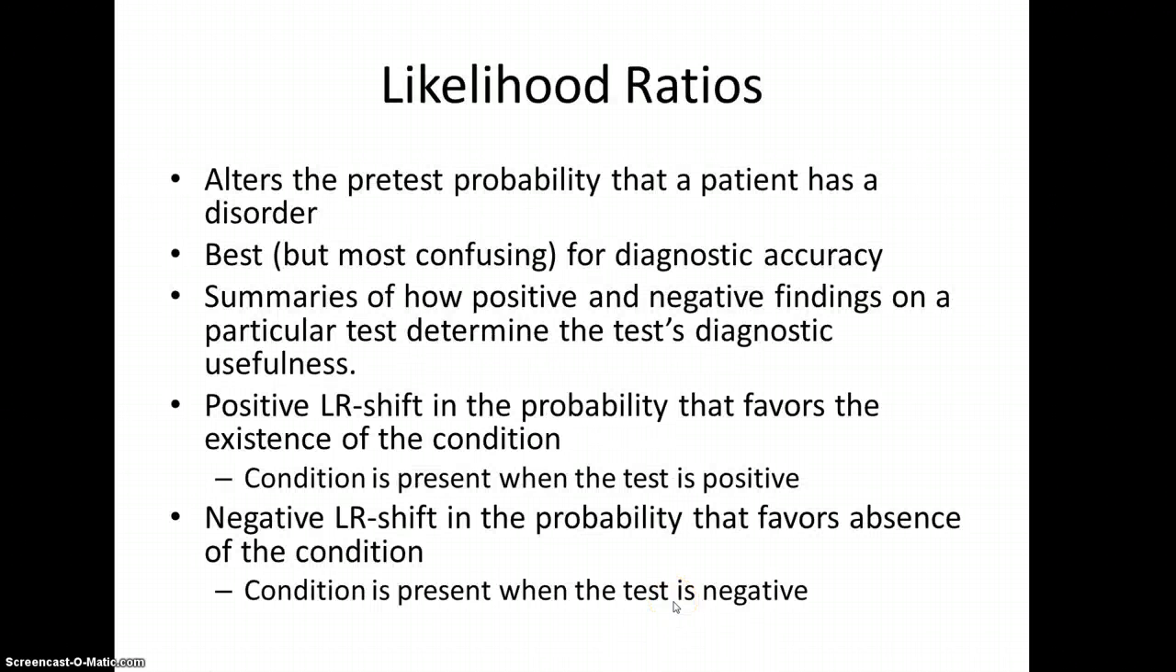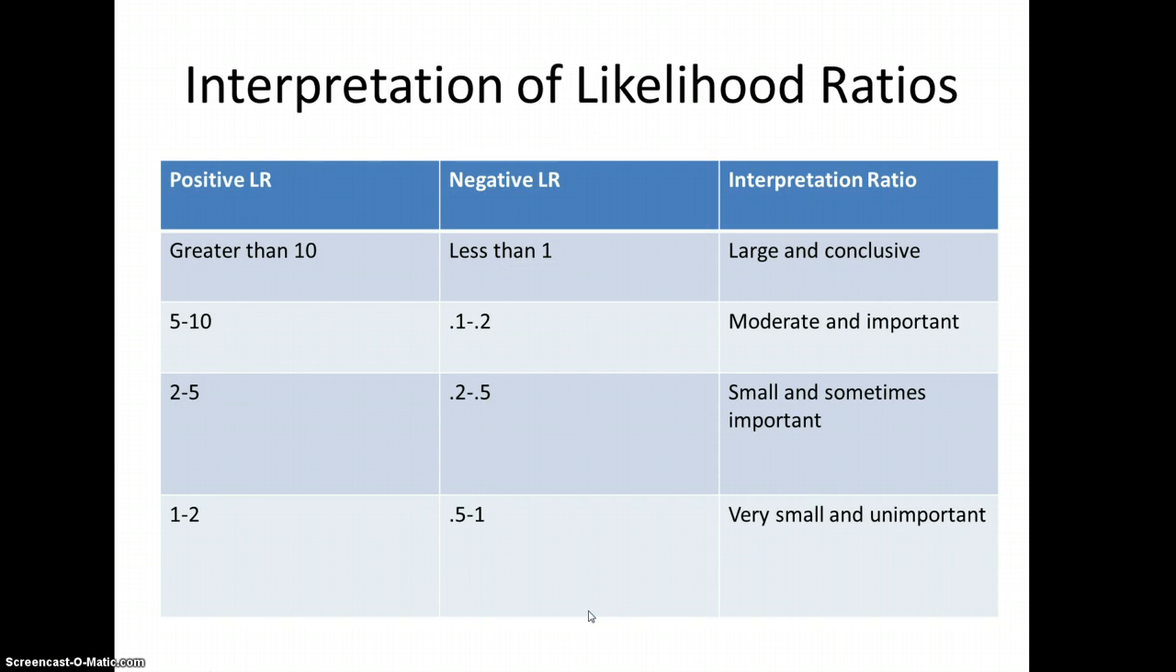What likelihood ratios are is the pre-test to post-test shift in probability based on a statistical analysis. A positive likelihood ratio, noted here in the fourth bullet point, is the shift in probability that favors the existence of a condition, whereas a negative likelihood ratio is the shift in probability that favors the absence of the condition. The way this is determined statistically is a little confusing, so we try not to bog down our students in the statistical calculation. Instead, we focus on the interpretation of the likelihood ratios.